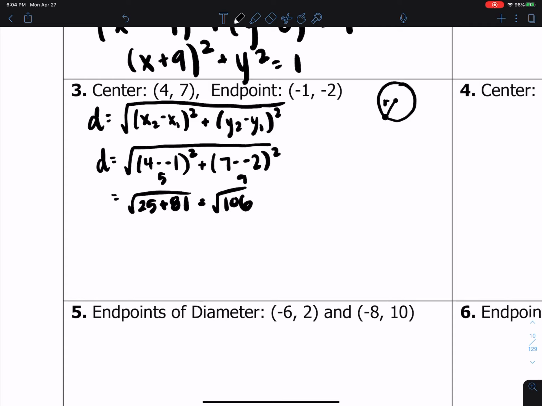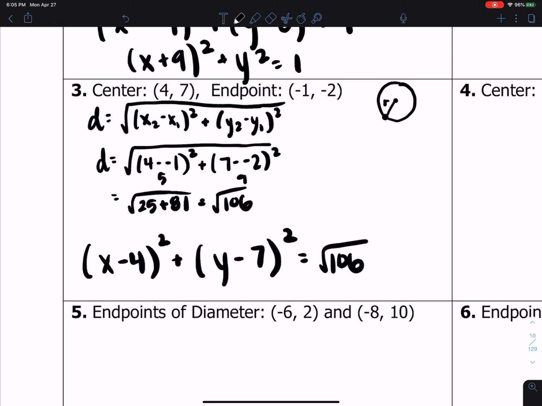That's the radius. So now the equation, we have x minus 4 squared plus y minus 7 squared equals the square root of 106 squared. So since we have a square and a square root, I'm just going to erase those, and it's just equal to 106.